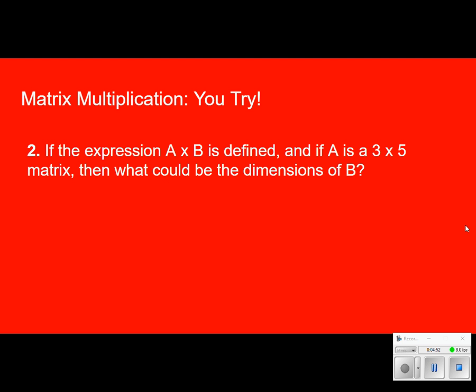If the expression A times B is defined, so that means that matrix A and matrix B are able to be multiplied, and if A is a 3 by 5 matrix, could you come up with dimensions of B? So what is the size of matrix B so that I could multiply them together? This is also in the lesson assignment. There are going to be lots of answers. I just want you to come up with one.